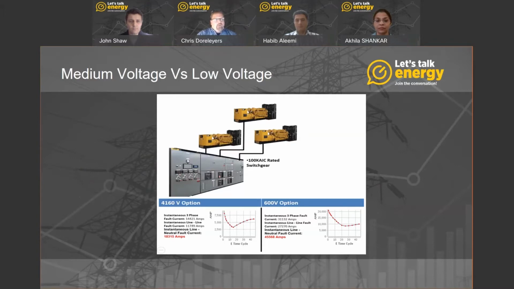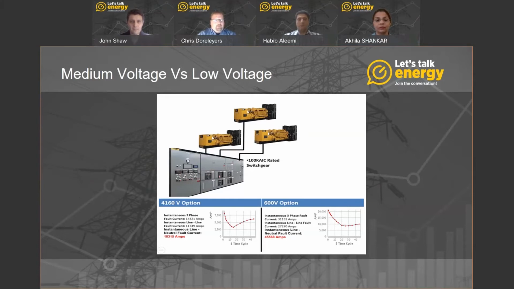So the option under design would be to look at a 4160 volt solution. And we can see here that with that solution, each generator is around 18 kA. So you can fit underneath the 100 kA rating. So that's an example of fault current design.